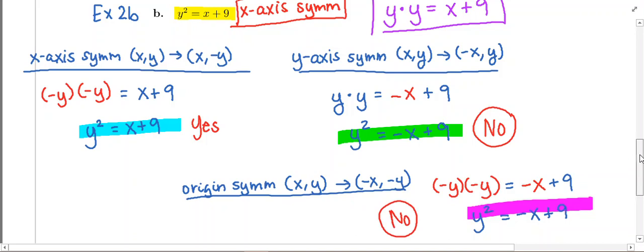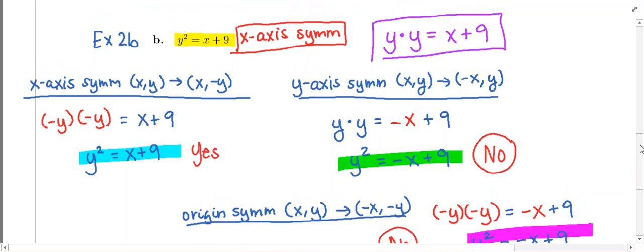So again, we conclude that for the graph of y squared equals x plus 9, for that particular graph, it has x-axis symmetry only. And we did indeed observe that in example 2b.